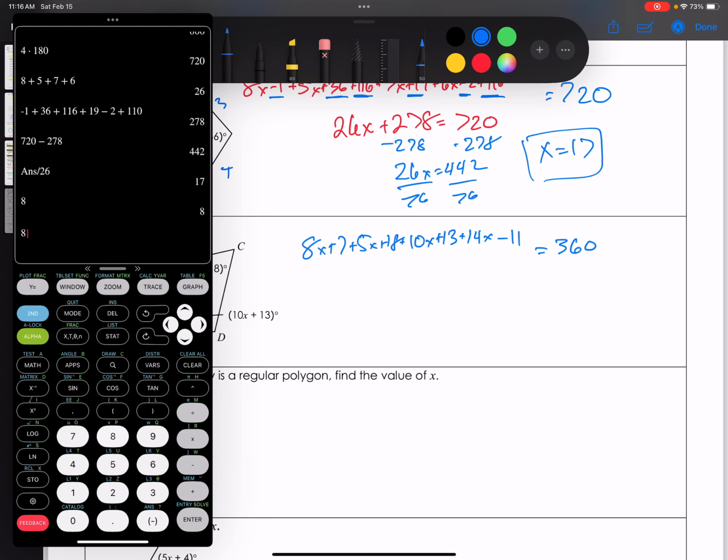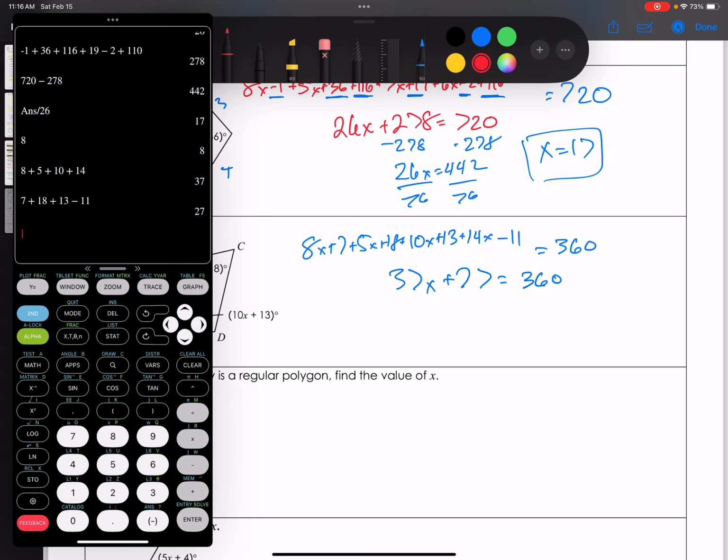So 8 plus 5 plus 10 plus 14 gives me 37x. And let's do our constants. Let's see, we got 7, we've got 18, we've got 13, and we've got minus 11 gives me 27. Okay, so let's see, subtract 27 from both sides. 360 minus 27 gives me 37x equal to 333. So divide that by 37, and we get 9.